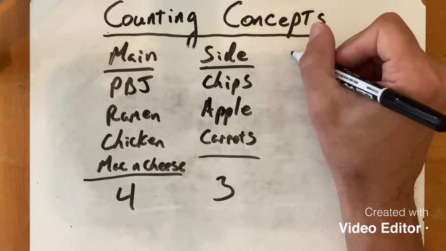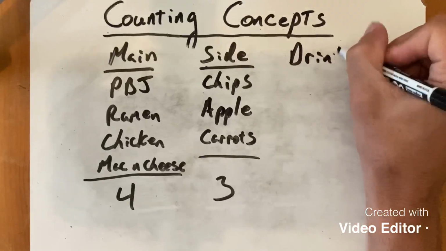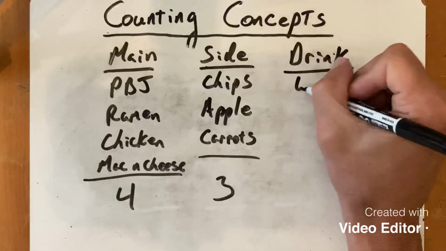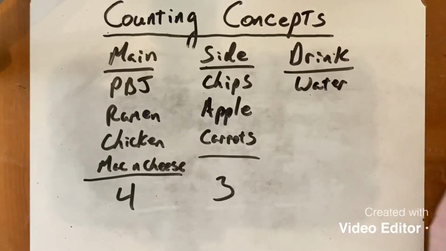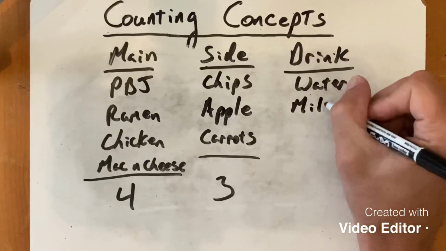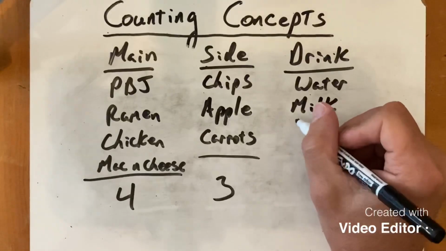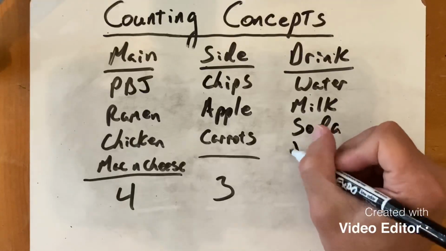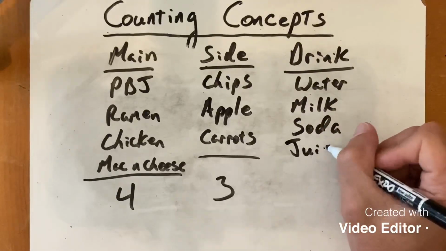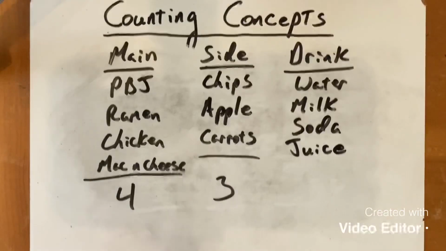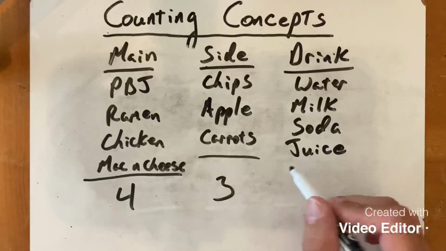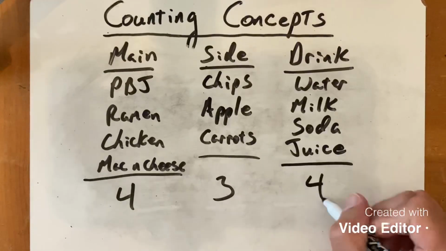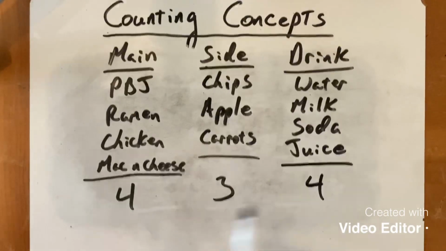And then, of course, we need something to drink, right? So let's say that we can do water. We can have milk. There's some soda in there, and some juice to choose from. And so those are our choices for our drinks. We've got 4 choices for a drink. So we want to say how many different lunch combinations can we make with those options.